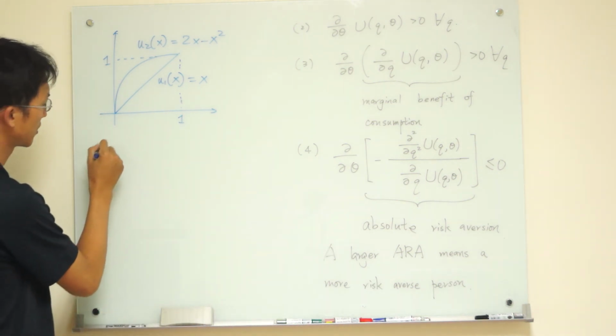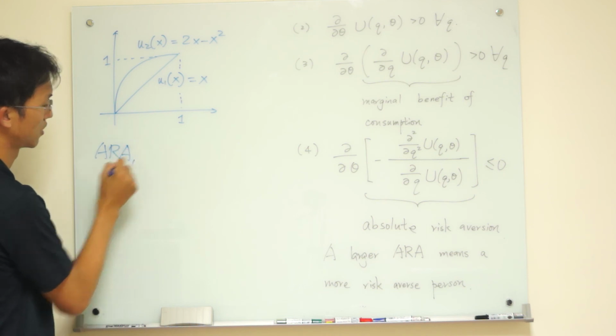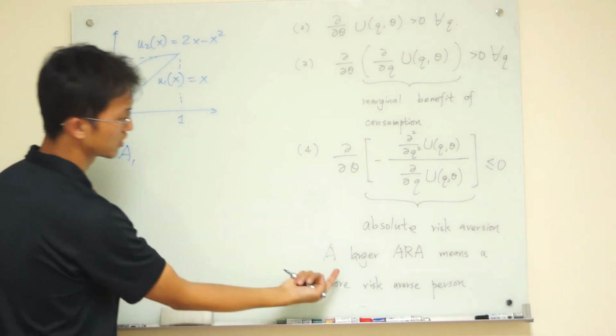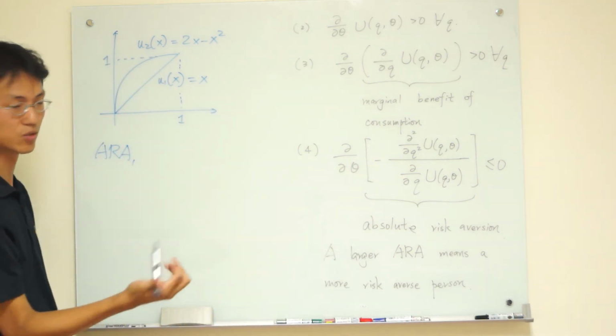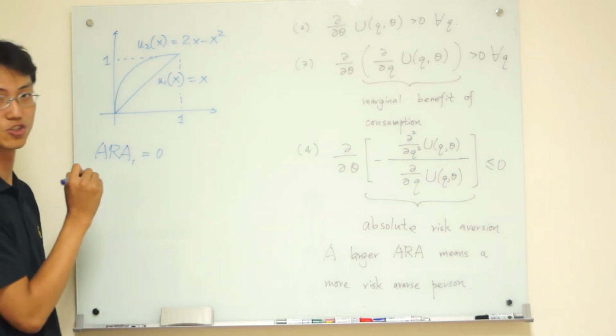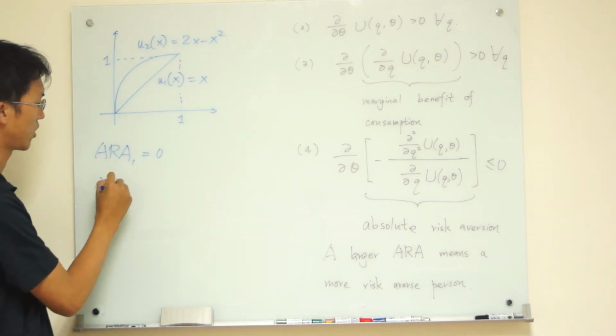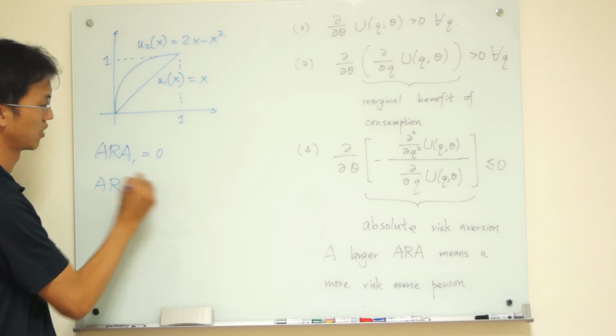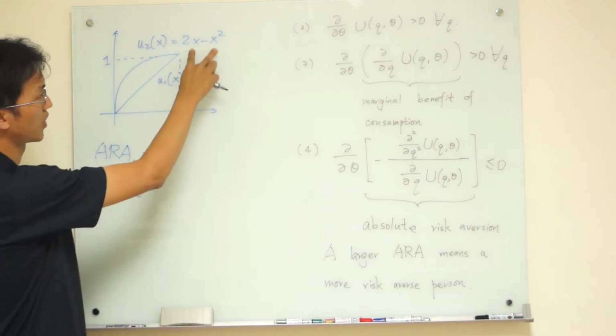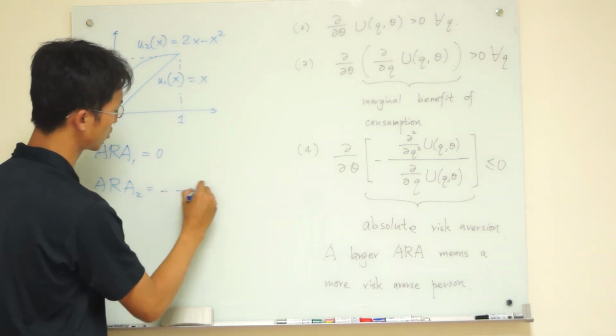For the first one, the second order derivative is always 0. So the coefficient is always 0. For the second one, then it depends on this thing. So let's try to calculate this.